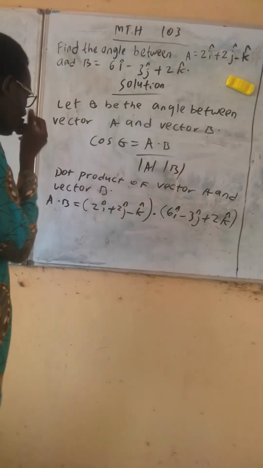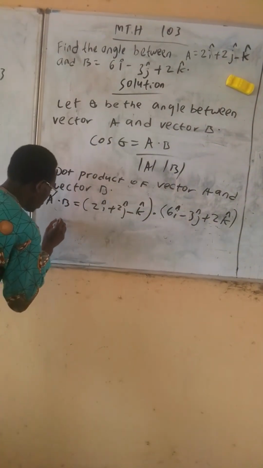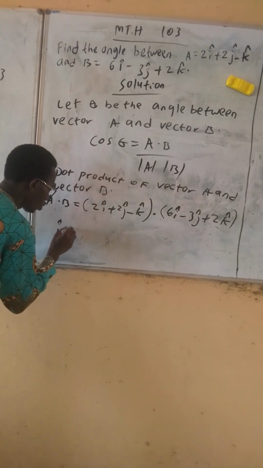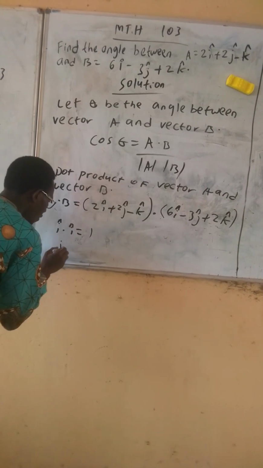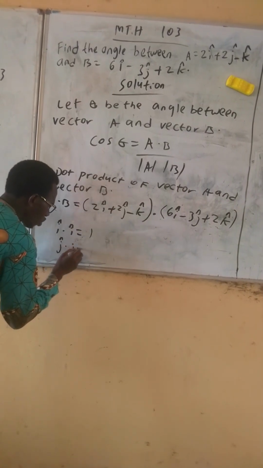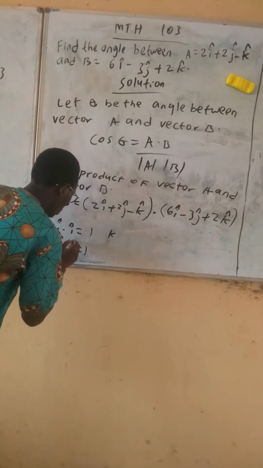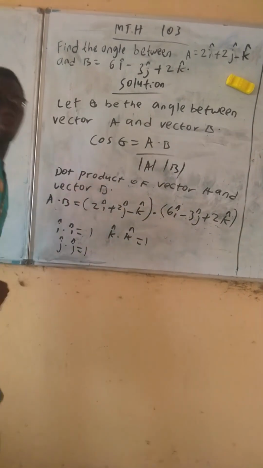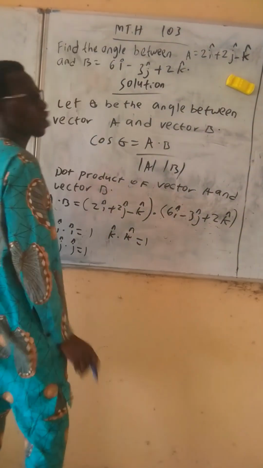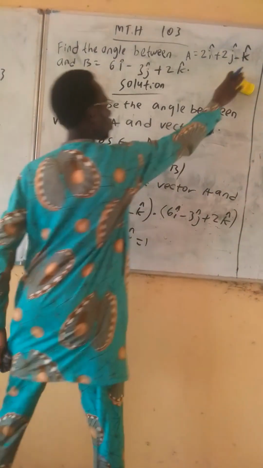Have you seen that? So mind you, we have a rule that says i vector dot i vector is equal to 1. j vector dot j vector is equal to 1. k vector dot k vector is equal to 1. So having known this, let's go right ahead to solve the given problem.